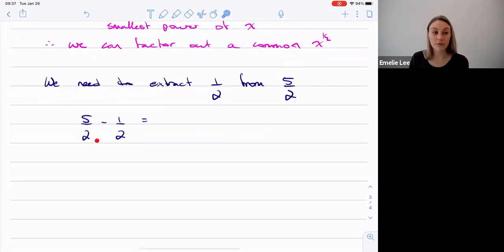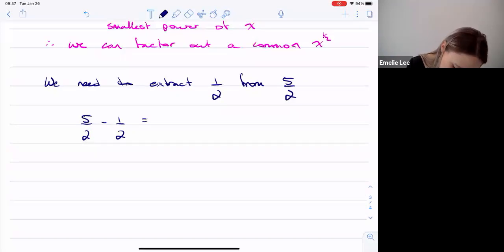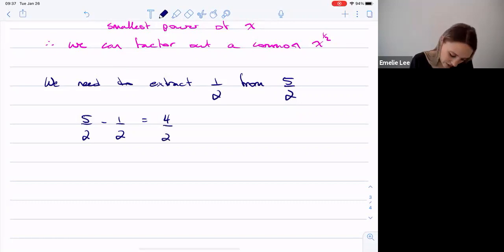Keeping in mind, we've got fractions, so I need to have a common denominator before I can subtract them. I do, so that's good. If you didn't, you'd have to force that common denominator. So now I've got 5 minus 1 is 4 divided by 2. I'm going to keep it as 4 divided by 2, even though I could simplify to 2. I'm going to leave that till the very end, just to emphasize that this is related to the 1 over 2 and the 5 over 2.